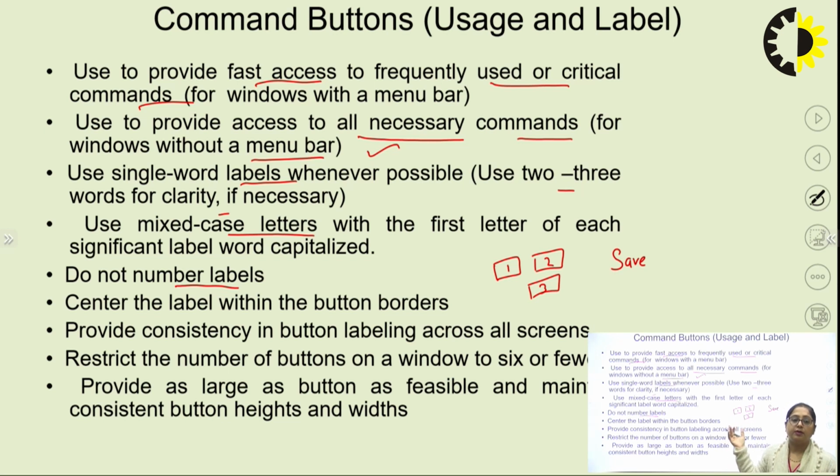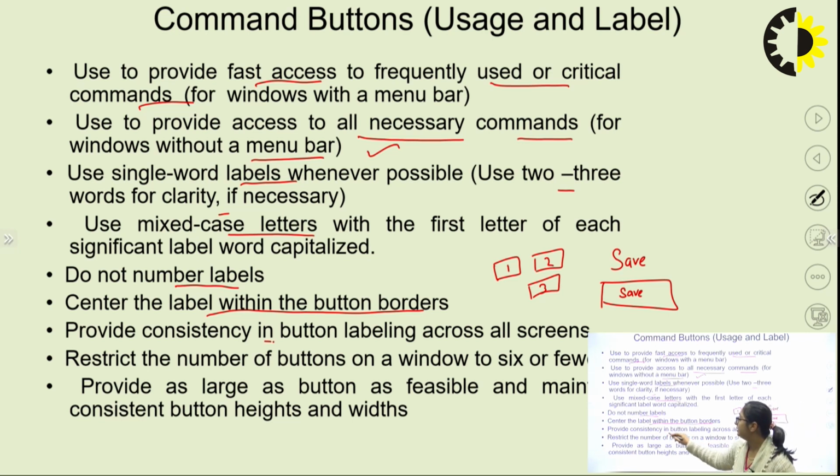With the help of these numbers you find nothing. Okay, so labels are always in alphanumeric order, or you can say alphabetical, and center the label within the button borders. If there is a button here, the label should be in the center, not left aligned, not right aligned. Provide consistency in button labeling across all screens.